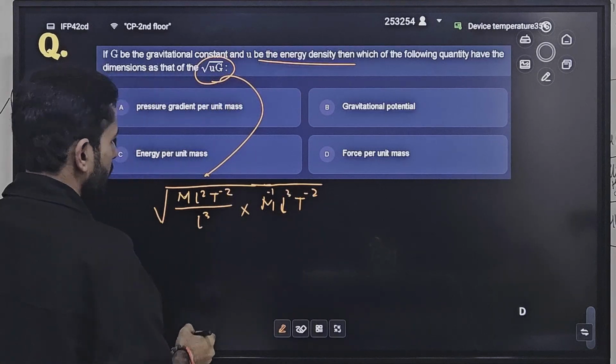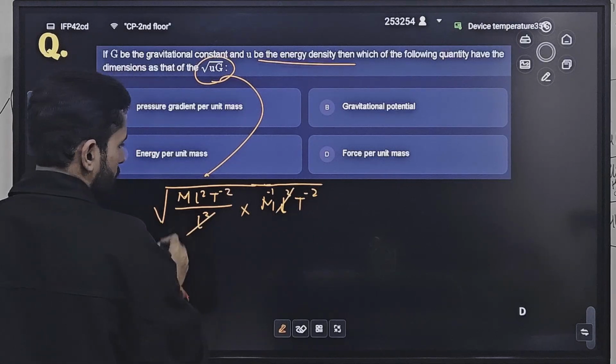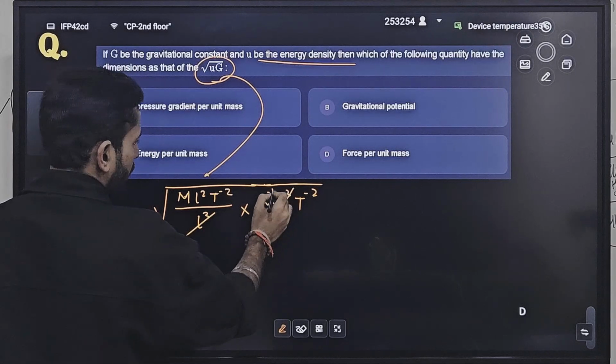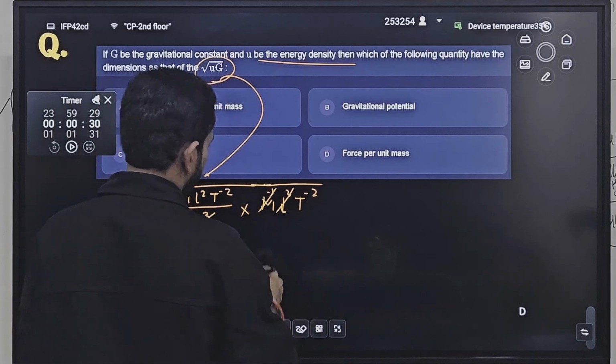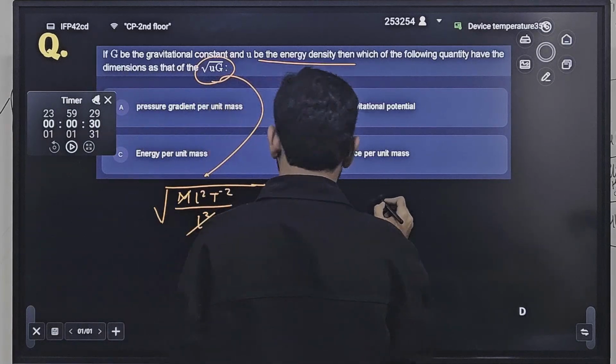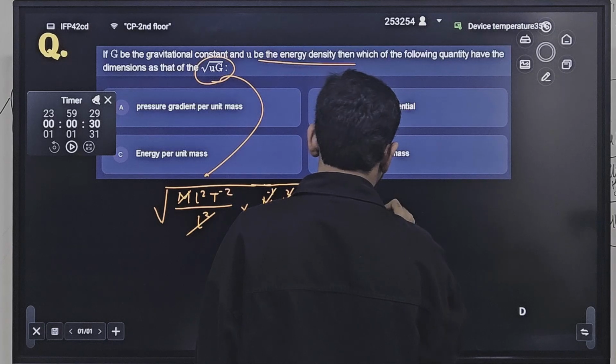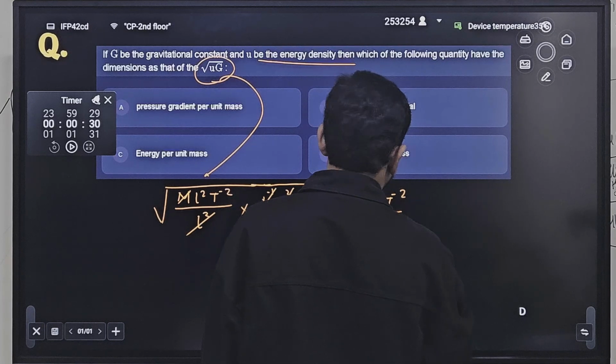Correct? We have written it properly. That means now what you can do? L will get cancelled. Mass cancels. Now what is left? L square and you have T power minus 2. That means what will be coming out of this square root? L T minus 2.